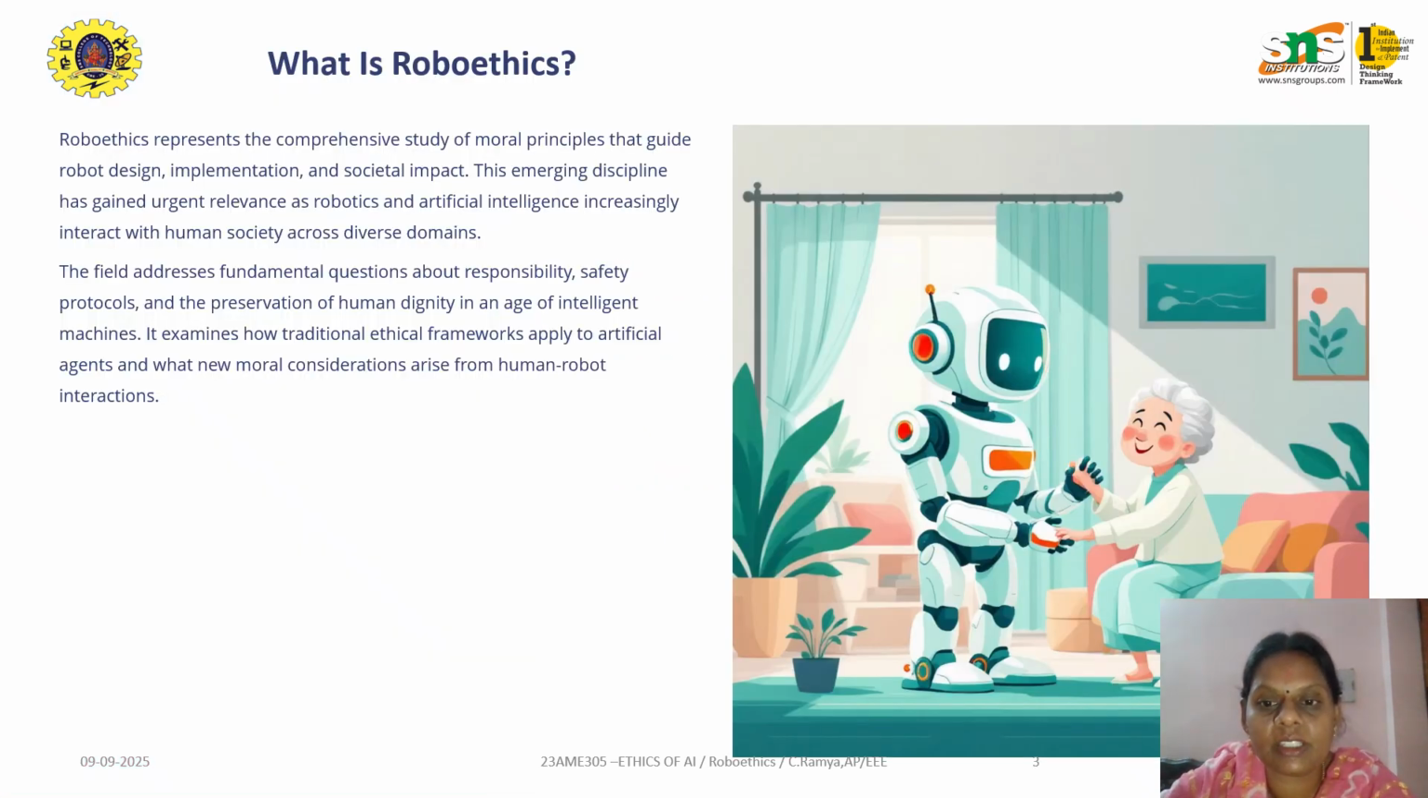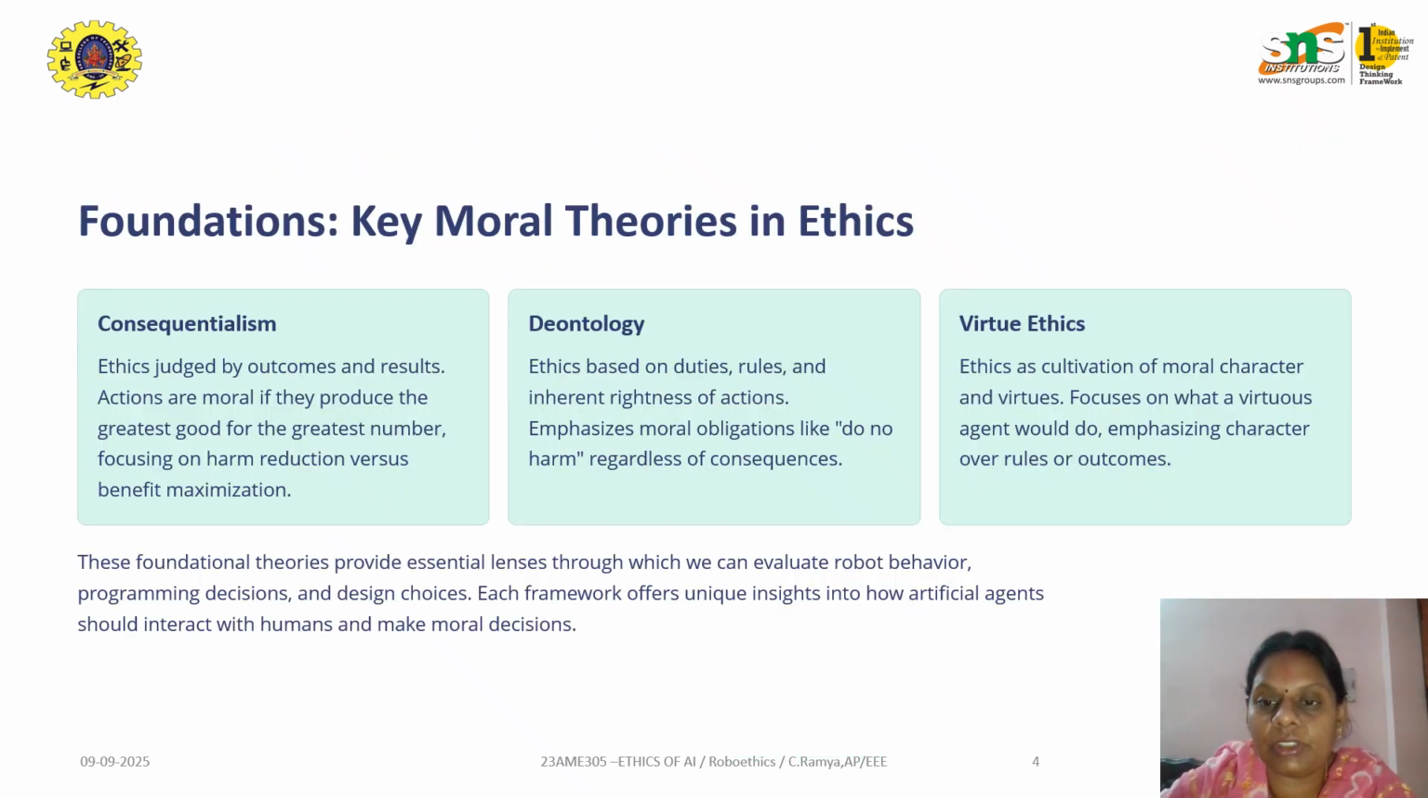Then, what is roboethics? Roboethics is the study of the moral principles that guide robot design, implementation, and the impact on society. It is not only about how robots function, but also how these functions affect humans. So the key questions include: who is responsible if a robot causes harm, how do we preserve human dignity while working with these machines, and how do ethical theories apply to artificial agents?